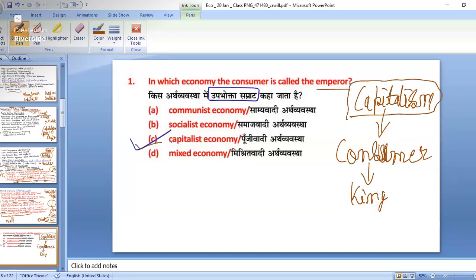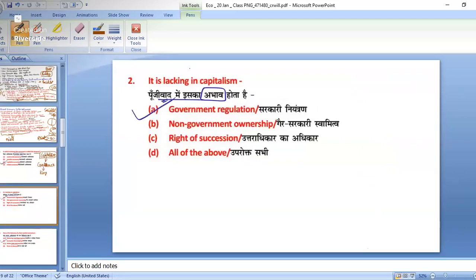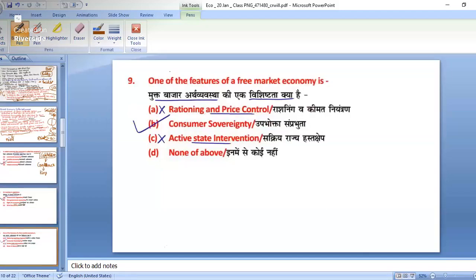So here we have the capitalist economy. Then, what is lacking in capitalism? Non-government ownership is there in capitalism. Right of succession is also there in capitalism; right of succession is the right of property. Government regulation happens in socialism, so it is lacking in capitalism. Then, one of the features of a free market economy is what? The free market.